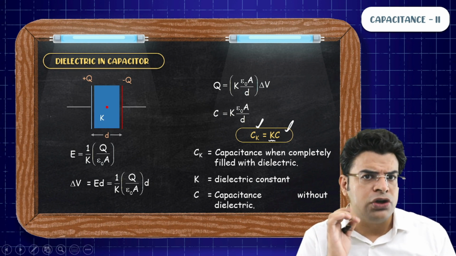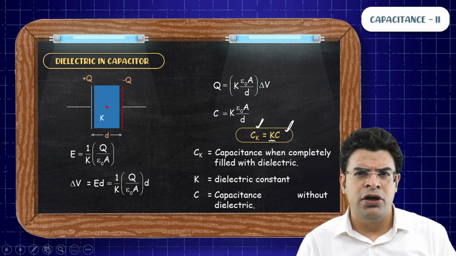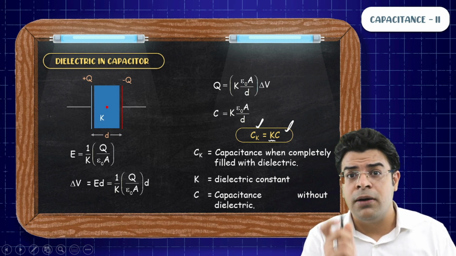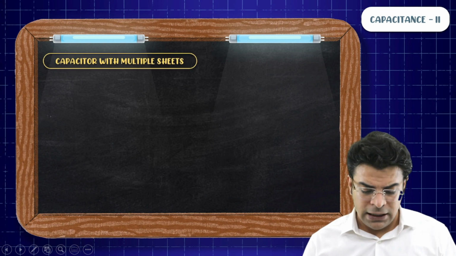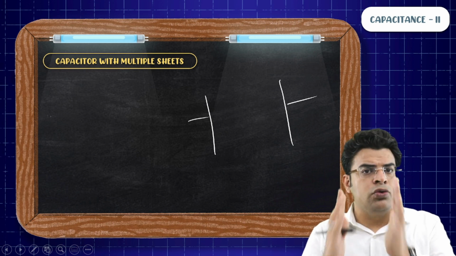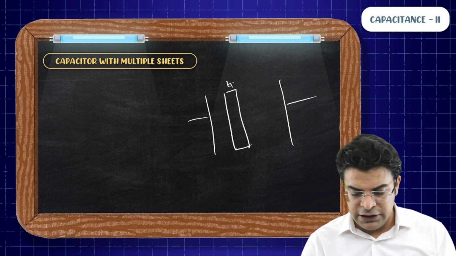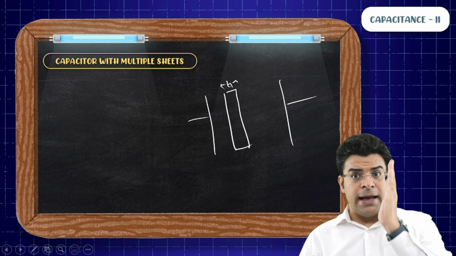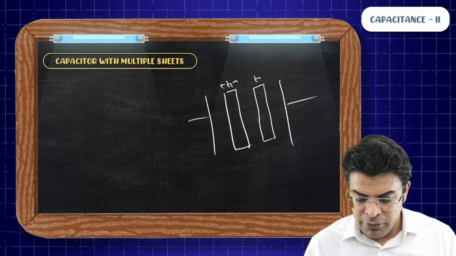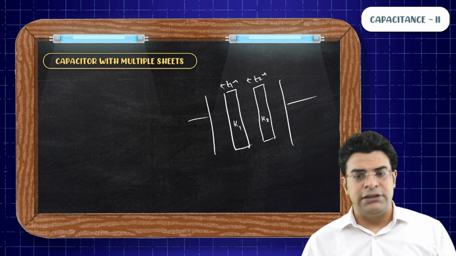But this formula works only when the entire region between the plates is filled with a dielectric. But what if you have multiple mediums between the plates and they do not completely fill up the space? For example, let's say you have these two plates, and between them you have multiple infinitely large, very large slabs of thickness T1. I am drawing the side view. Think of slabs between the plates, thickness T1 and thickness T2, made of material of dielectric constant K1 and K2. And let's say the plate separation is T.